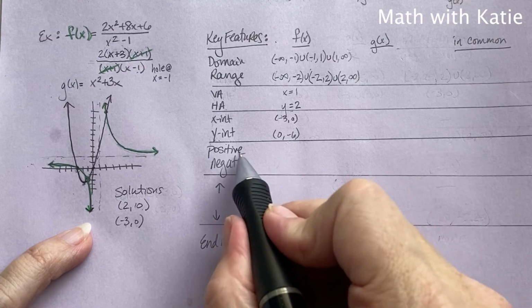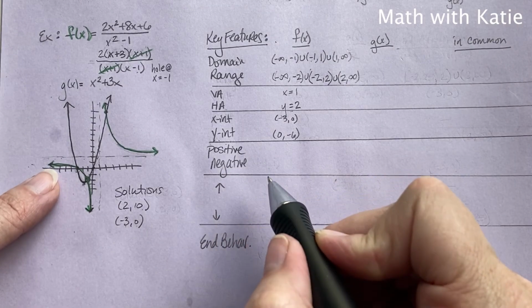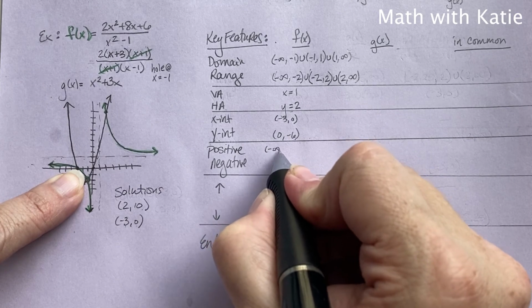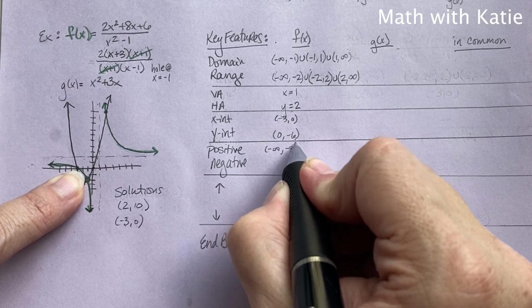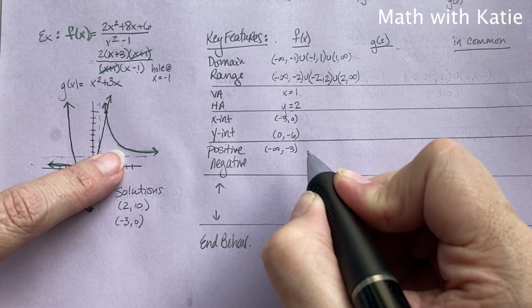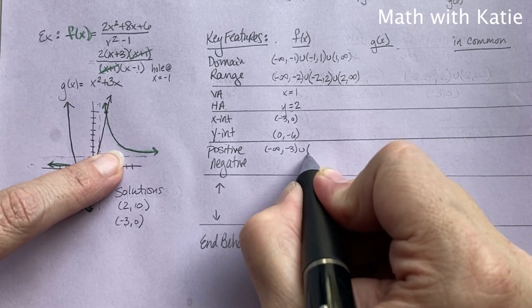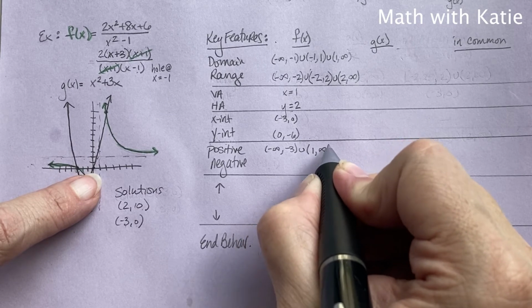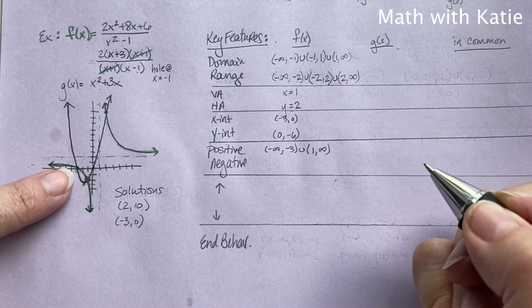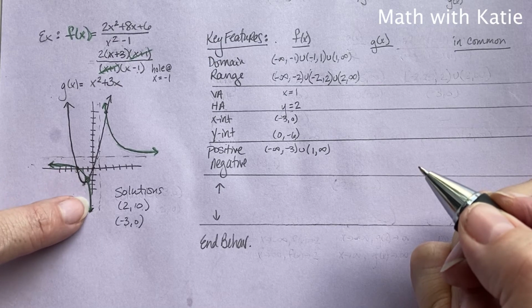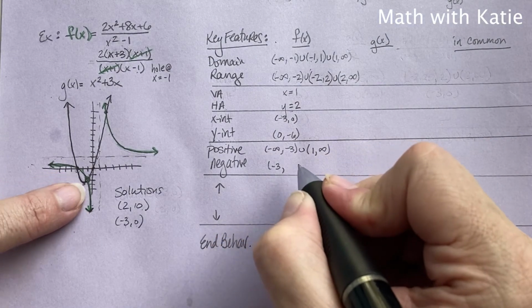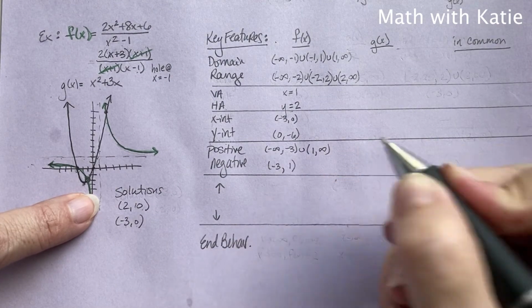All right, so where is this graph positive? So it starts off being positive, so from -infinity to -3, and then it goes positive again here. So union, our vertical asymptote of 1 to positive infinity. Okay, where is it negative? Okay, it's below the x-axis here. So from -3 to our vertical asymptote of 1.